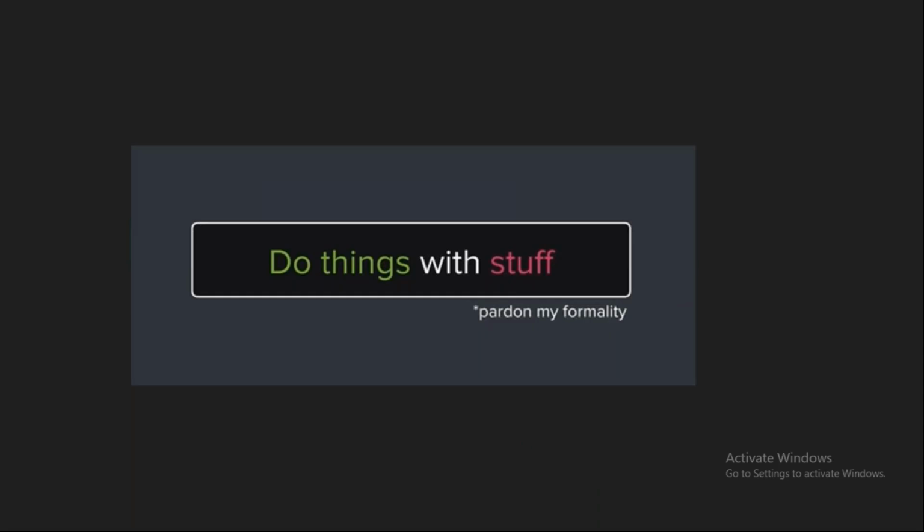So we do things with stuff. Pardon my formality. So we do things means anything that we do in Python, any functionality that we want to carry on with Python. Maybe we want to draw some sort of bar chart, a pie chart. We want to add two numbers. So those are the things I'm talking about. By stuff, what I mean is object.